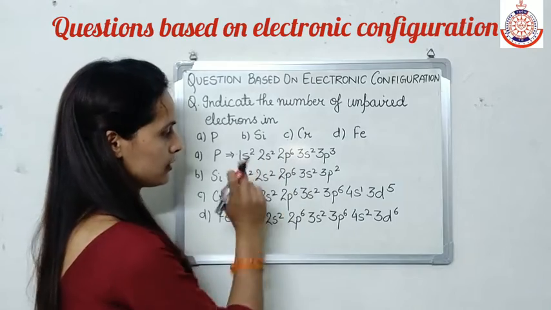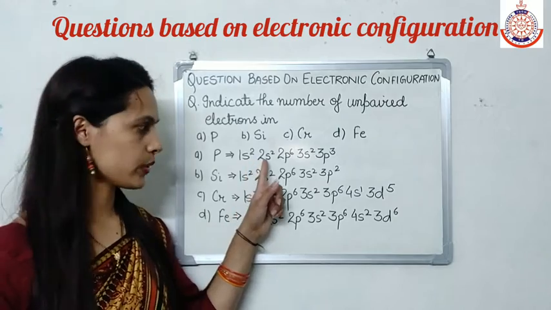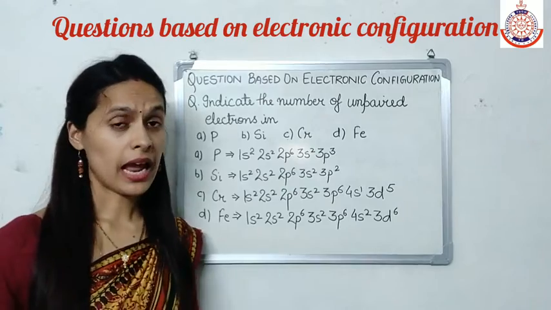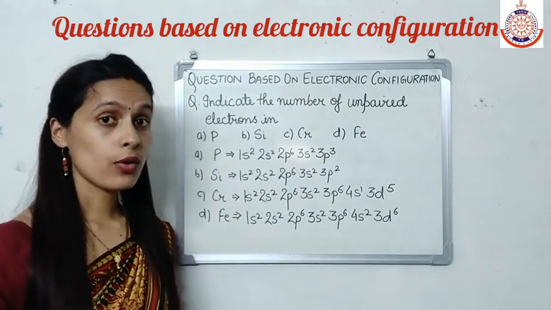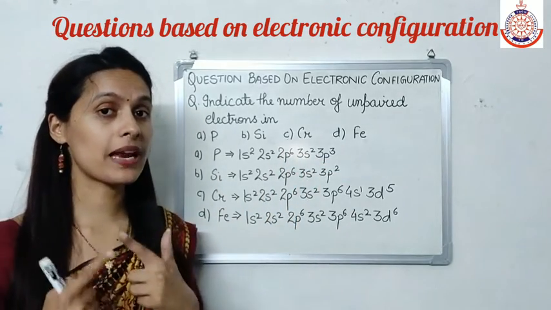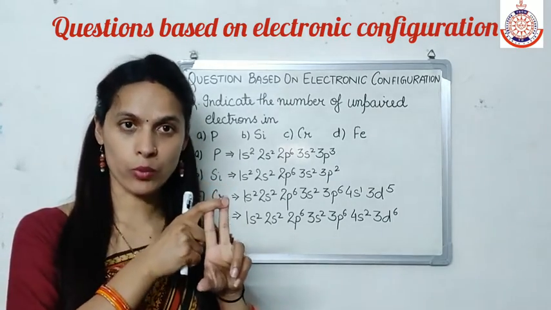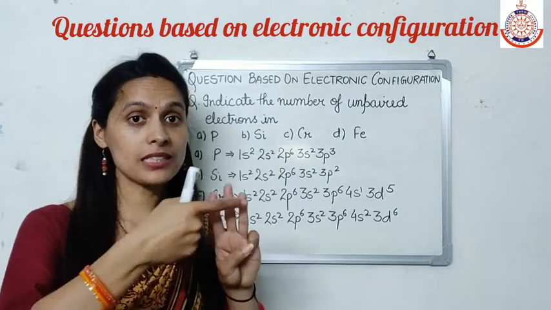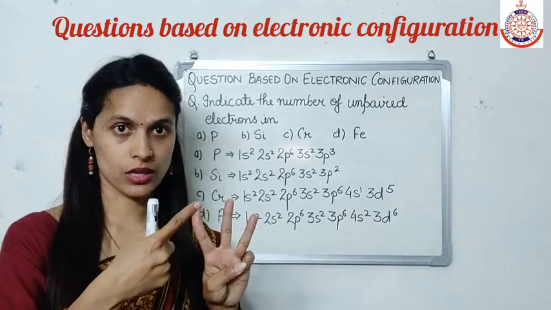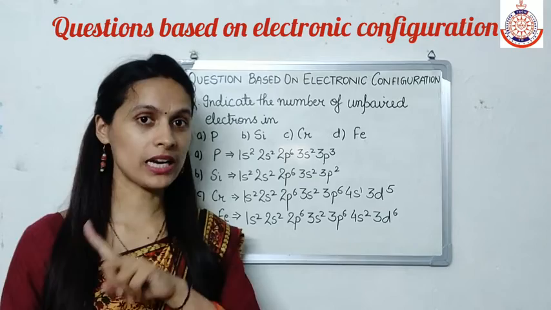Now if we talk about phosphorus, S contains 2 electrons. So this one is filled, this one is also filled, this one is also filled, this one is also filled, this one is not filled. And it contains 3 electrons. So if we apply Hund's rule of maximum multiplicity, 3px1, 3py1 and 3pz1, it means 3 orbitals of the p subshell contain 1, 1, 1 electron.